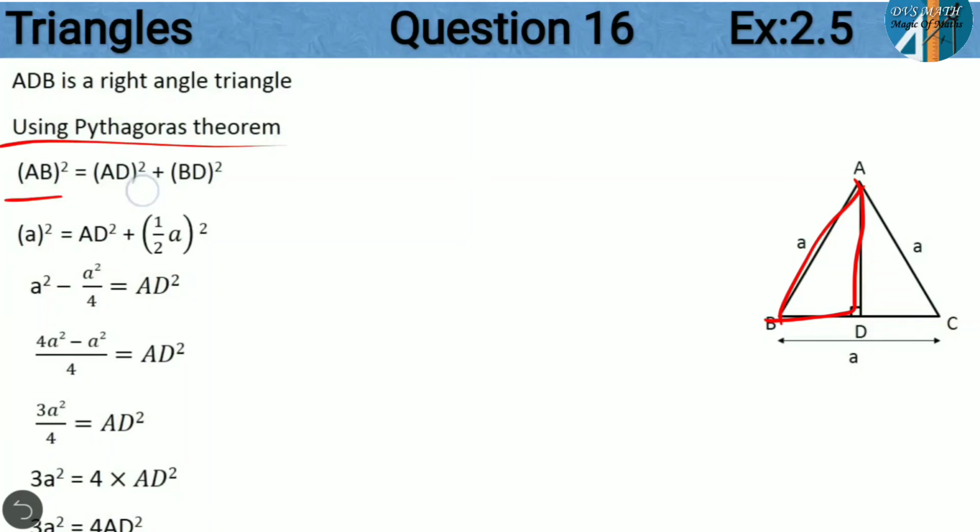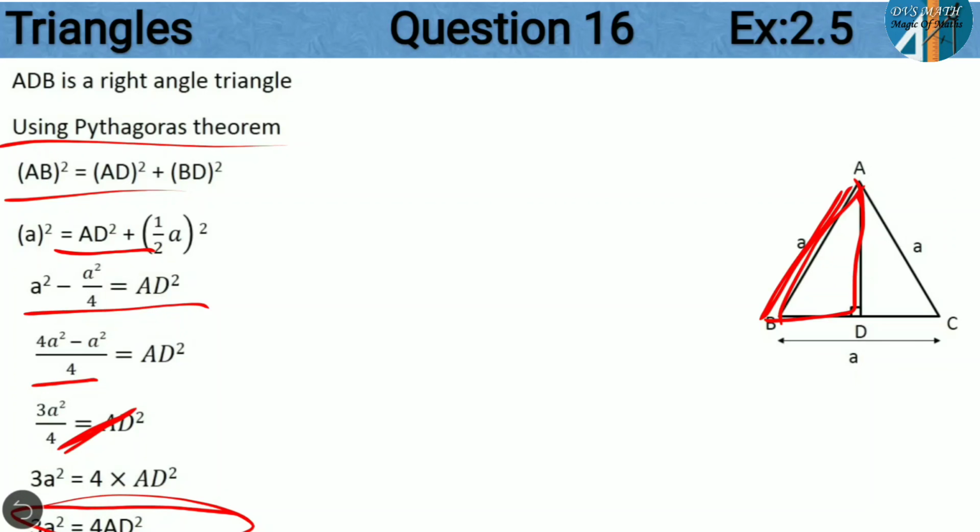Using Pythagoras theorem, apply AB square is equal to AD square plus BD square. Here definitely AB is the hypotenuse, right? So a square is equal to AD square plus BD, which is half of a, so a by 2 whole square. So a square is as it is. a by 2 whole square means a square by 4. If we take it to the LHS, it is minus a square by 4. If we take LCM, it is 4. So 4a square minus a square, you get 3a square by 4, it is AD square. So if we cross multiply, 3a square is equal to 4AD square.